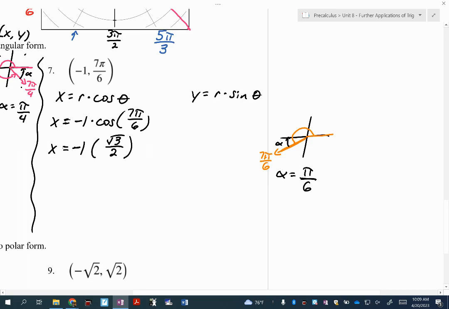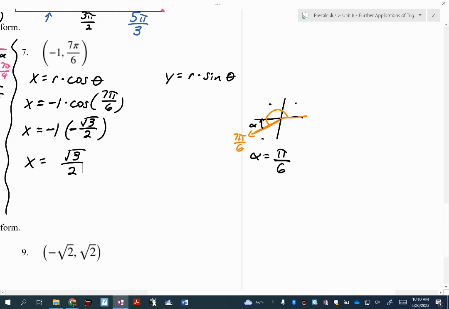I leave space in case it's going to be a negative or a positive. So we're in the third quadrant. All students take, T for tangent. So actually this is going to be negative. So when I multiply a negative times a negative, I get a positive square root of 3 over 2. And then this one here is going to be -1 times the sine of 7 pi over 6.